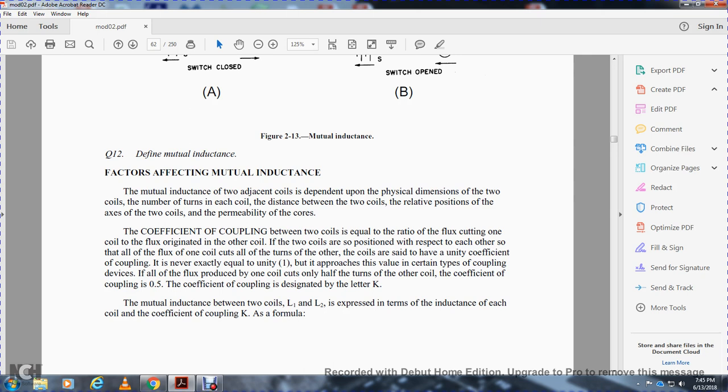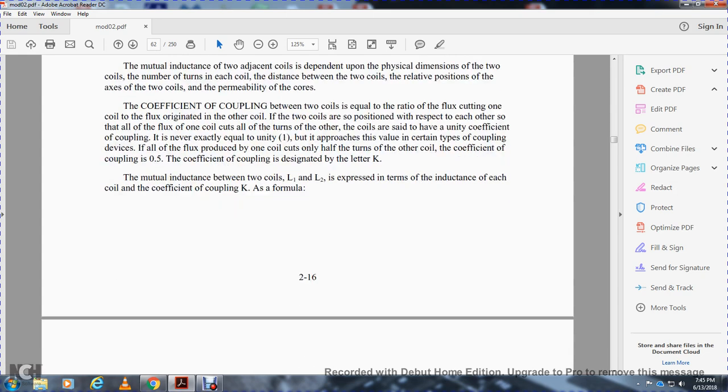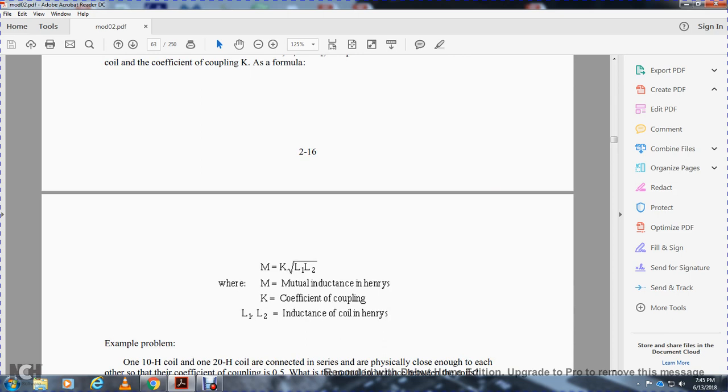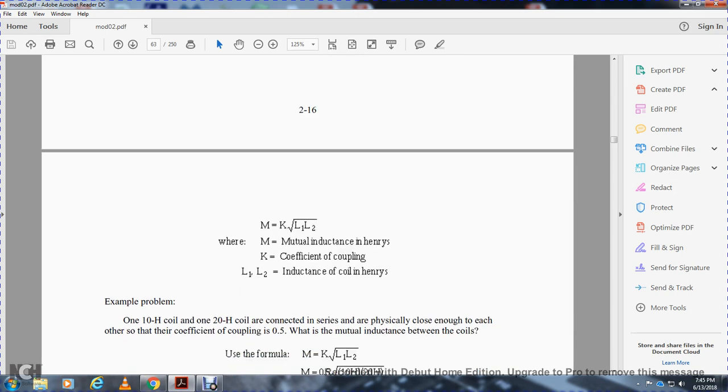The coefficient of coupling is designated by the letter K. The mutual inductance of two coils, with inductance of coil 1 and inductance of coil 2, is expressed in terms of the inductance of each coil and the coefficient of coupling K. The formula is: mutual inductance equals the coefficient of coupling times the square root of the inductance of coil 1 times the inductance of coil 2, in henries.